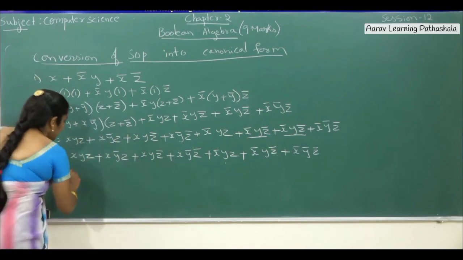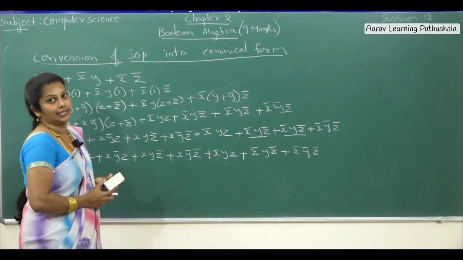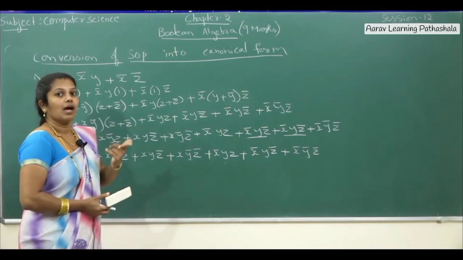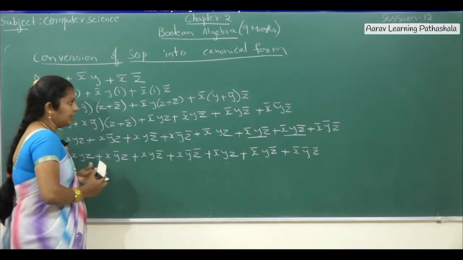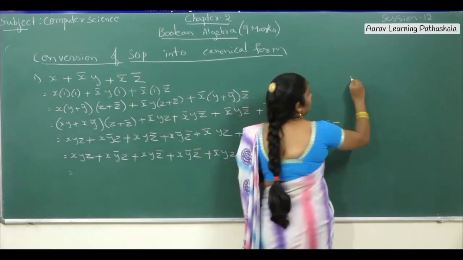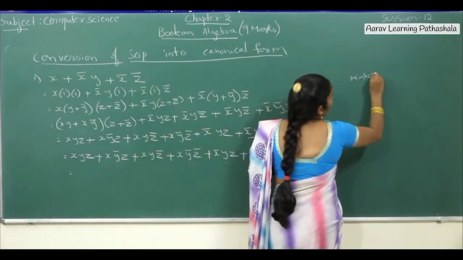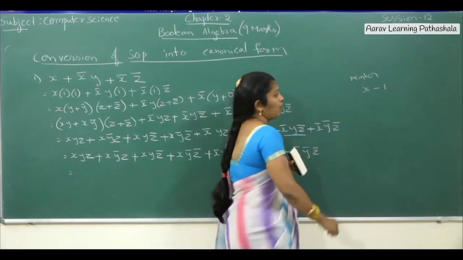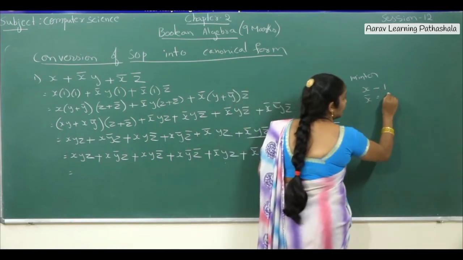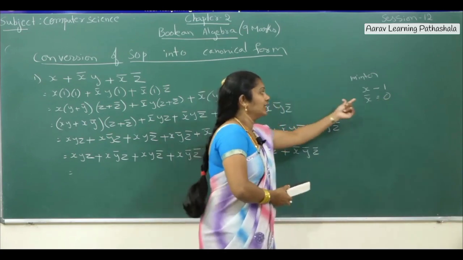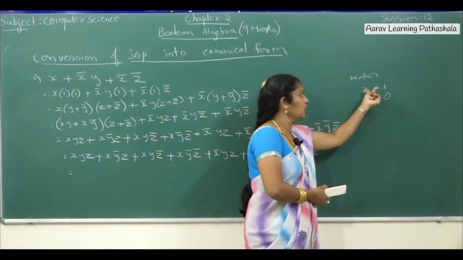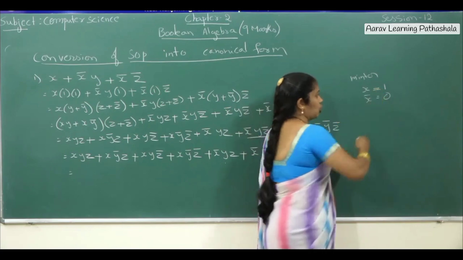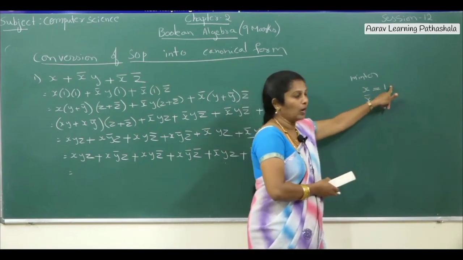Then next, write down the min term designation. How to find that? In min term, we already explained. If you have a variable x, then we write it as 1. If we have x bar, then we write it as 0. If it is complement, then we write 0. If the variable is non-complement, then we write 1 there.